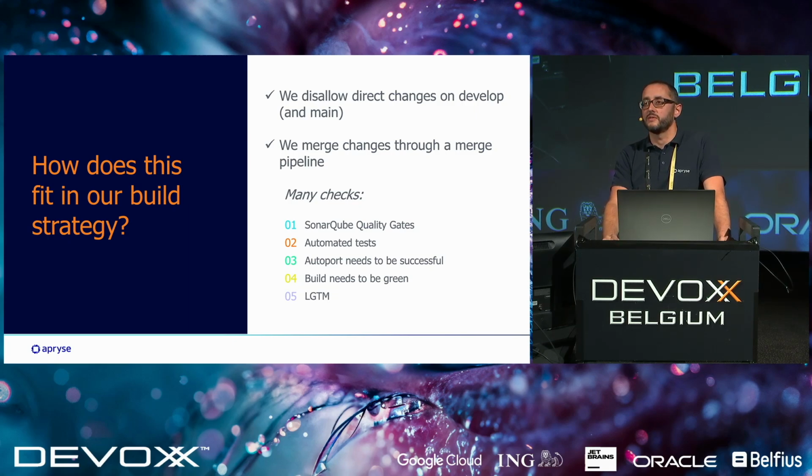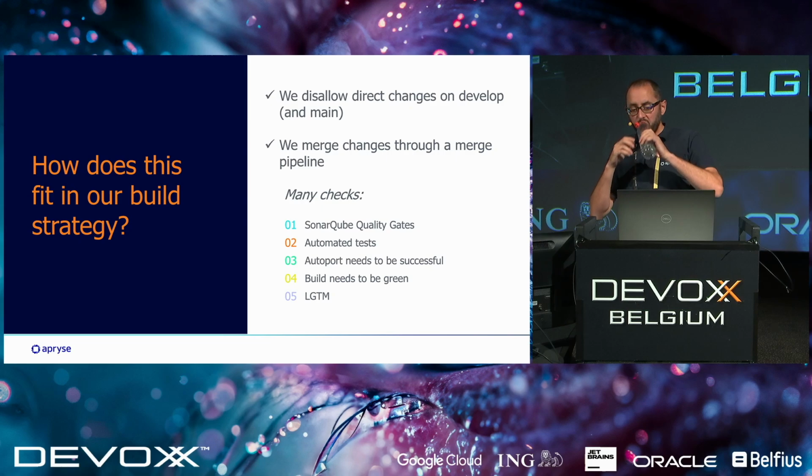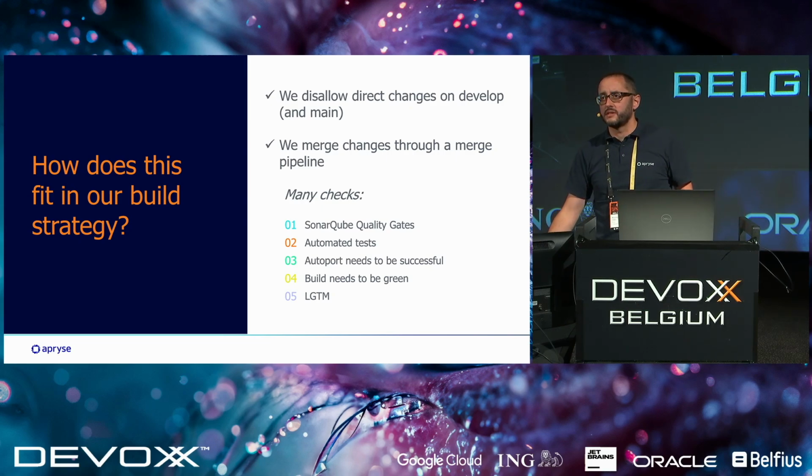Autoport needs to be successful, which means that, first of all, we need to build Autoport, see if it compiles correctly. Then we need to port it. We need to run the C# code, compile it, and then run all the tests on C# as well. Everything needs to be green, and then everything gets merged. So it's a whole process that is automated. It does take some time, but we don't need to do anything manually anymore. At least the manual work is minimized, which is a huge improvement as to how it used to be.